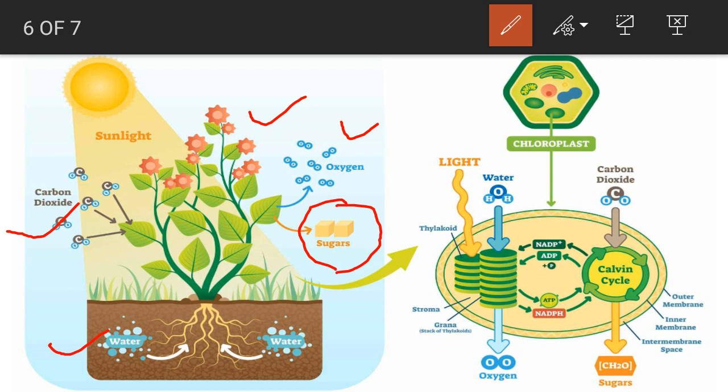If you look at the cellular level, this is the plant cell which consists of chloroplast. In the chloroplast there are thylakoid grana, and in the liquid phase there occurs the Calvin cycle. Light reaction or light dependent reaction occurs on thylakoid grana, and dark reaction, light independent reaction, occurs in the liquid phase, that is the stroma of the chloroplast.